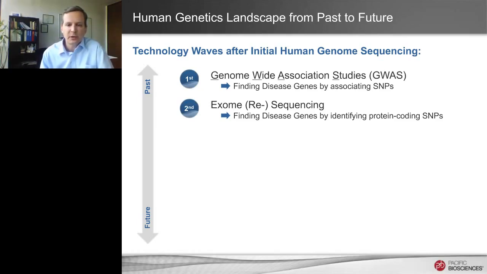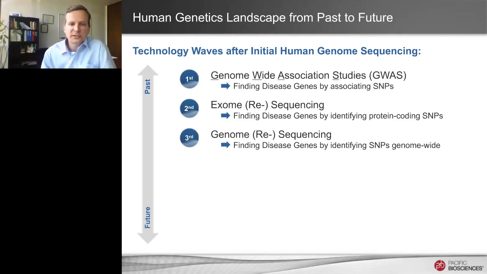But still, it was found that it was not possible to associate all diseases with the genetic blueprints. And so right now we're witnessing a third wave, which is looking and finding disease genes genome-wide, identifying the SNPs on a genome-wide basis, whether they're in genes or outside of genes. And so this is the so-called $1,000 genome, and there's no doubt that it will bring about tremendous advances in our understanding of the genetic variation and the associations for disease.